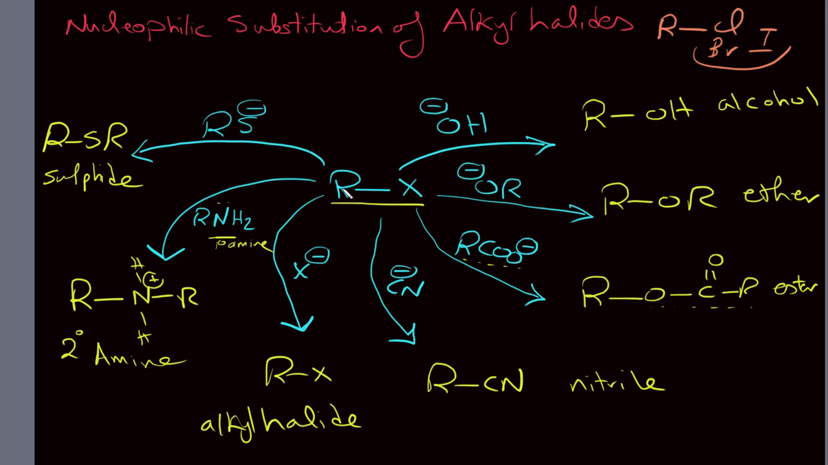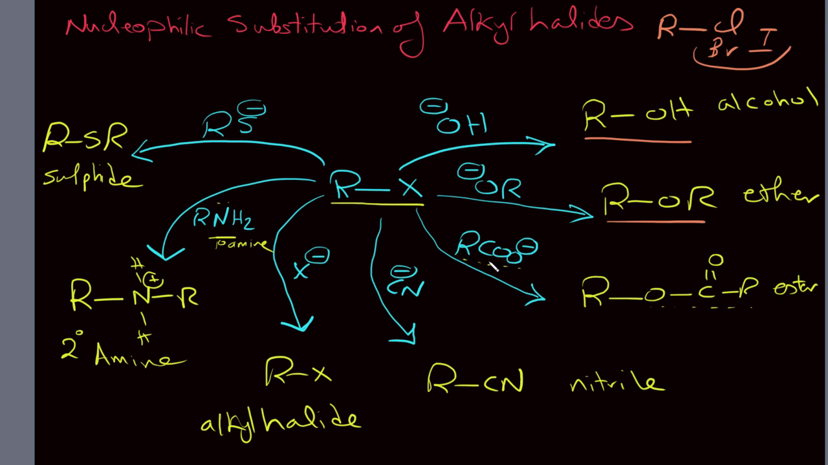So if you have an RX, that's your substrate. If you have a nucleophile such as OH minus, when the nucleophile OH minus attacks that substrate, which is now going to be your electrophile, it replaces the X, the halogen, to give you ROH, which is an alcohol. When OR minus is the nucleophile and attacks the RX, it will just replace X, and that will give you ROR. Now we have made an ether.